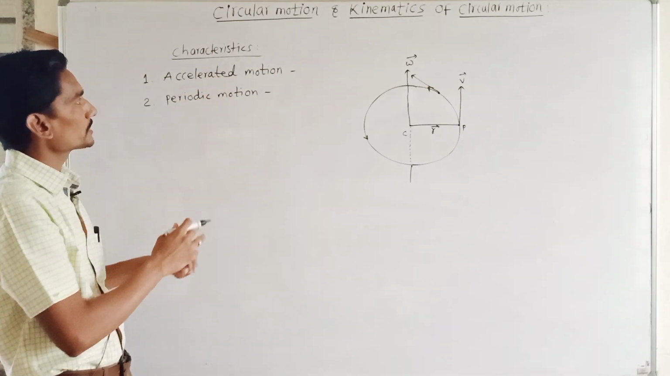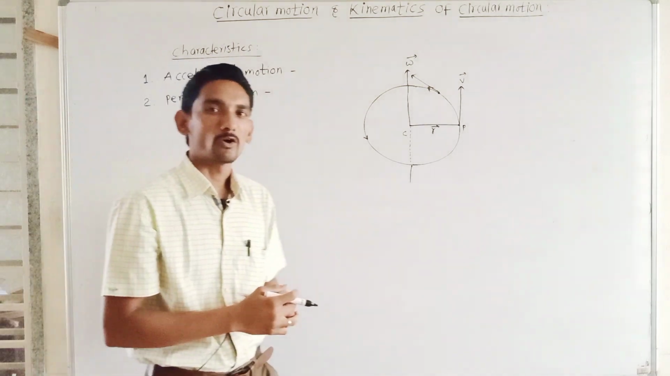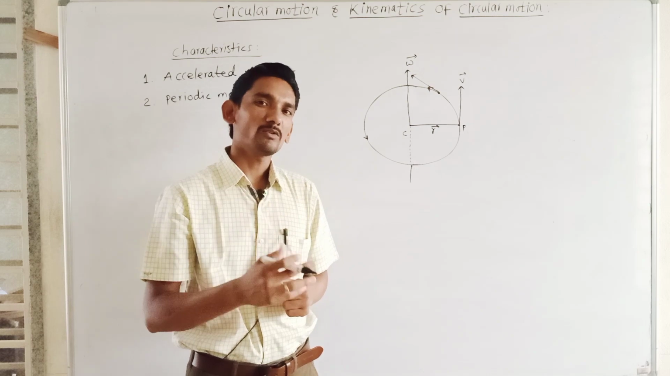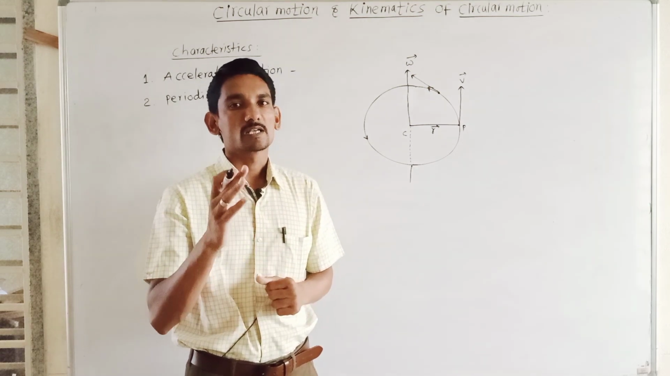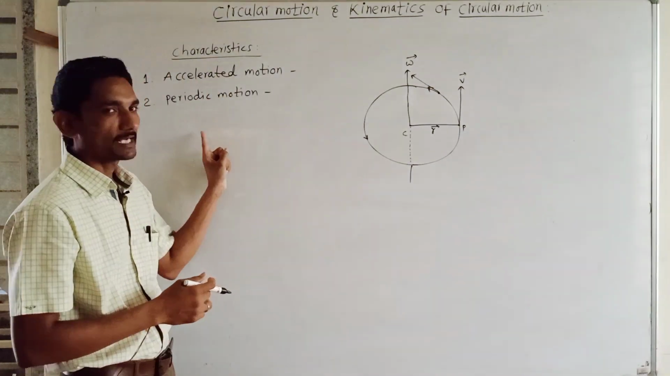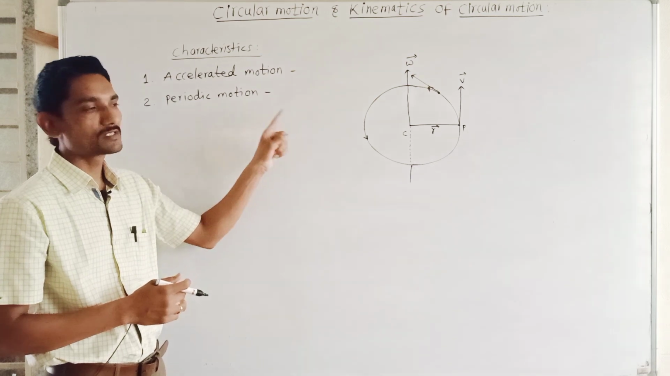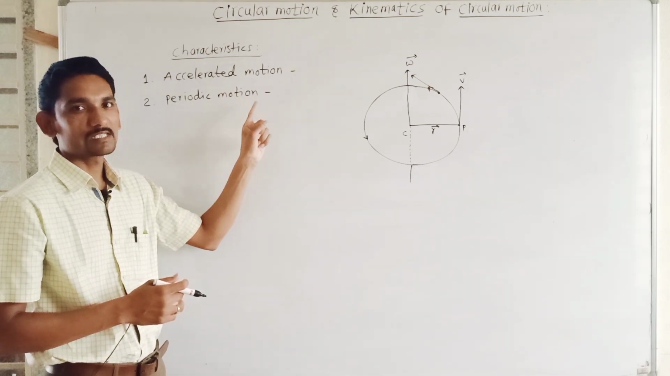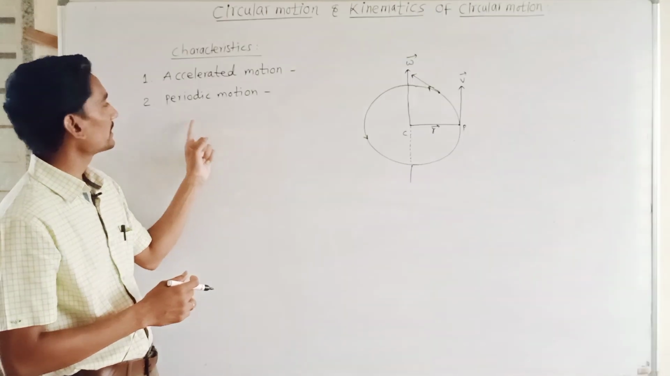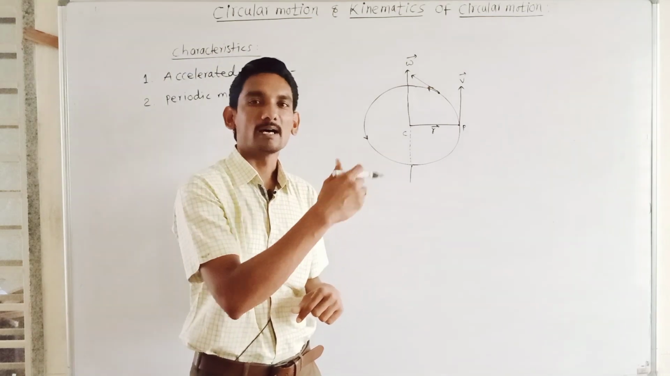So, circular motion and the characteristics of circular motion. The motion of an object along the circumference of a circle, or along a circular track, is called circular motion. And these are the two characteristics of circular motion. It is an accelerated motion because its velocity changes at every instant along the circular track. And second, it is a periodic motion because it repeats its path again and again.